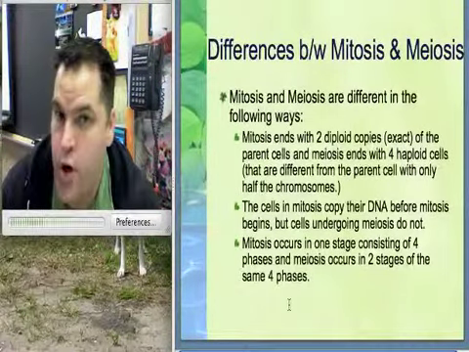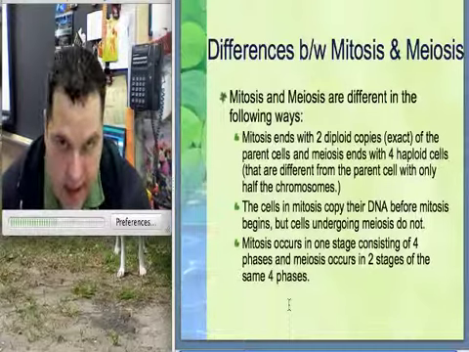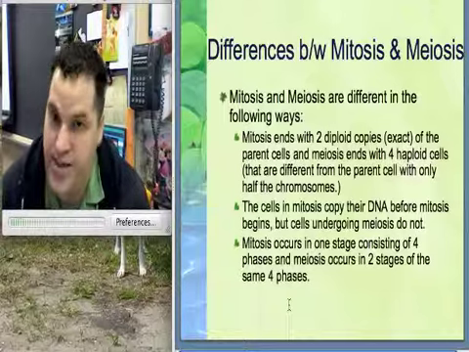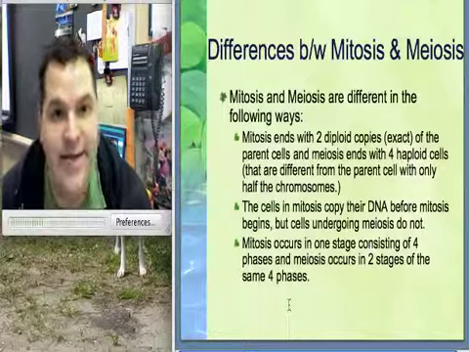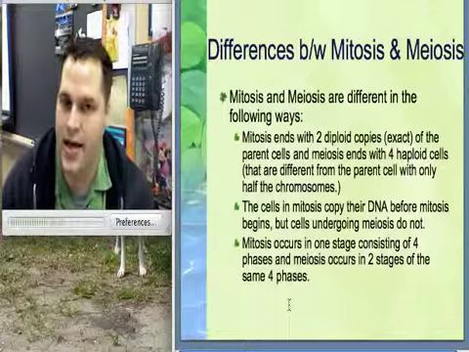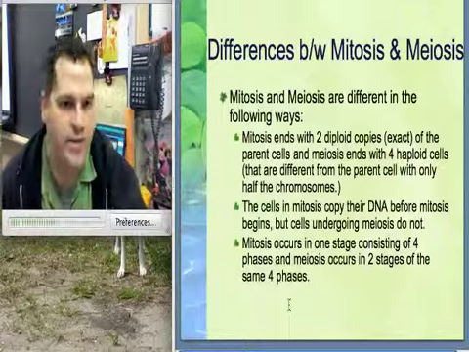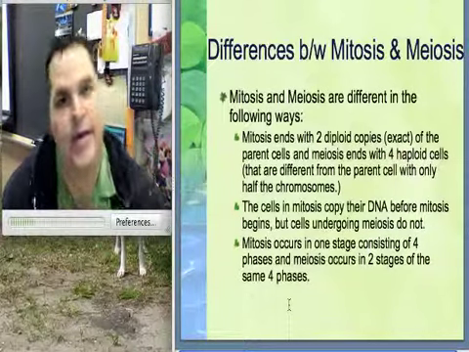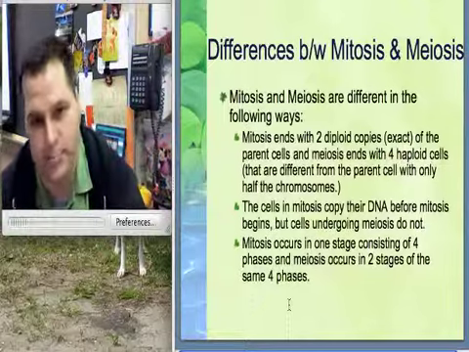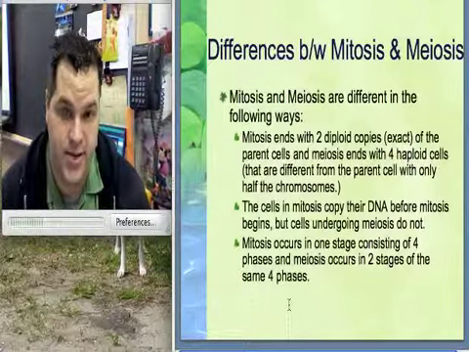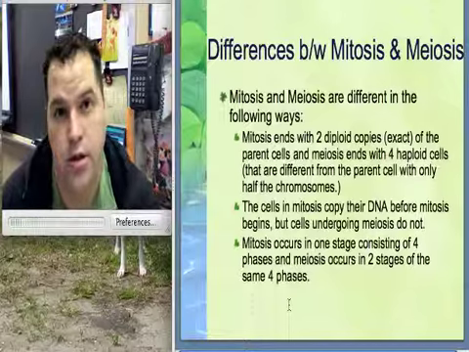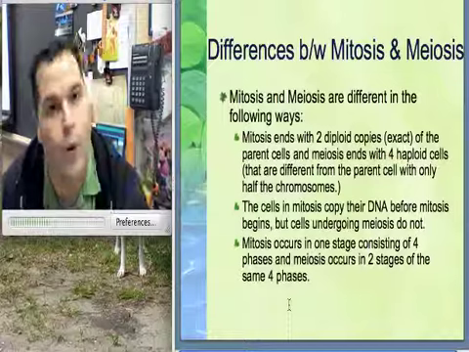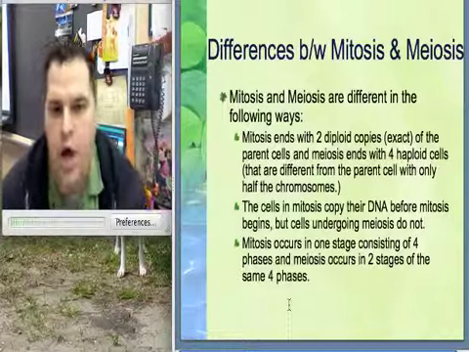First of all, mitosis ends up with 2 exact copies of diploid cells, meaning they are clones of each other. But meiosis ends up with 4 haploid cells that are different from each other. They are not exact copies. The cells in mitosis copy their DNA, whereas in meiosis, we don't copy the DNA in between, which is why we end up with 4 haploid cells and not diploid cells. If they were to copy, we would end up with diploid cells and too much DNA.